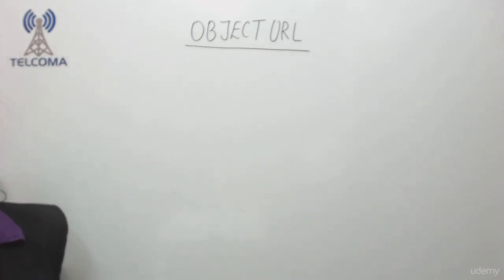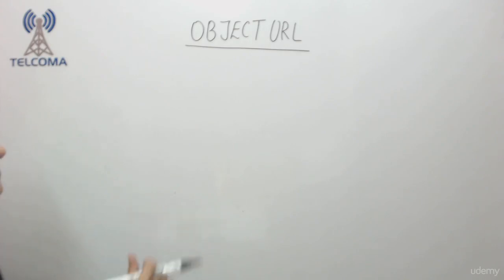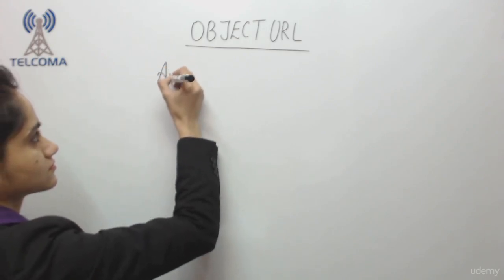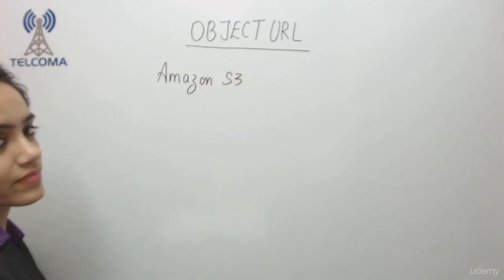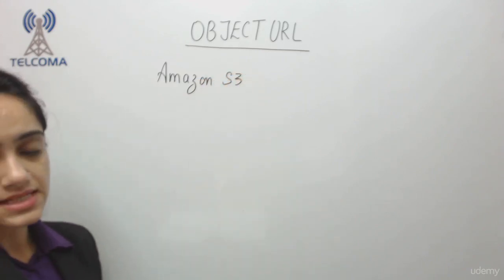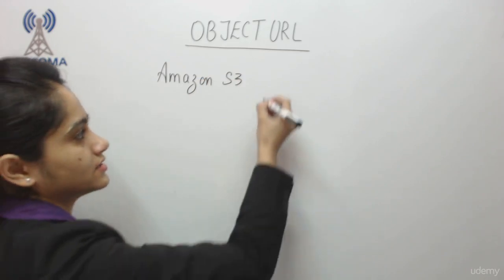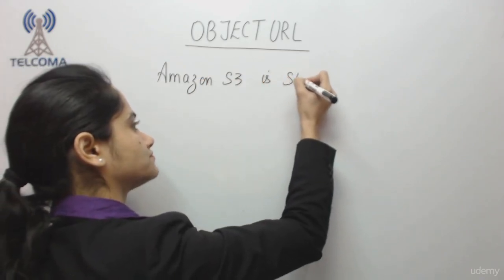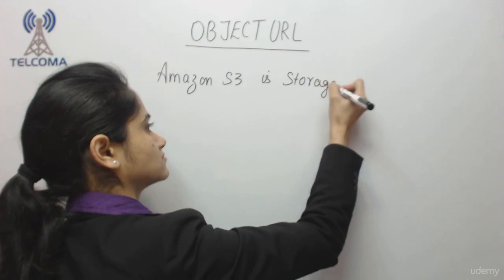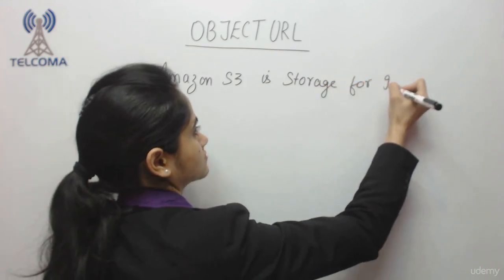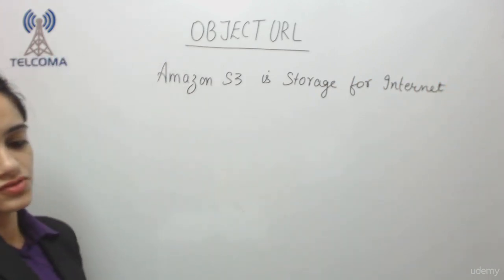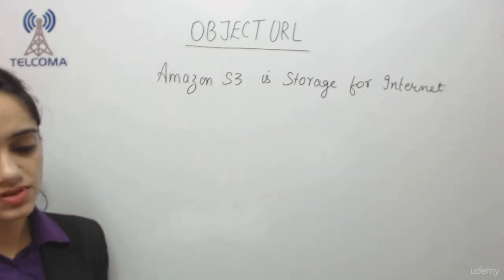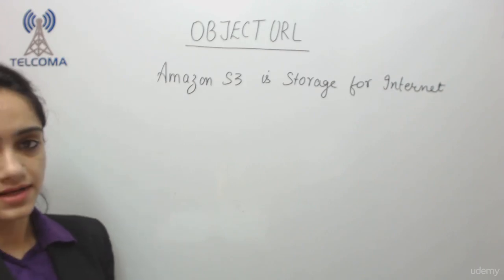Now Amazon S3 is storage for the internet. Amazon S3 is basically a storage for the internet. It is storage for the internet, and every Amazon S3 object can be addressed.